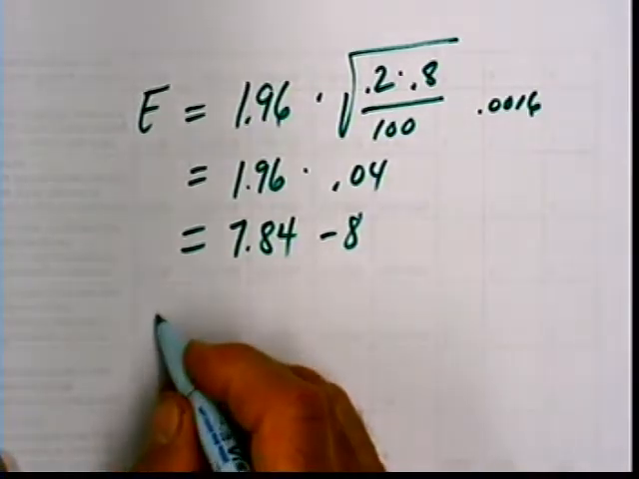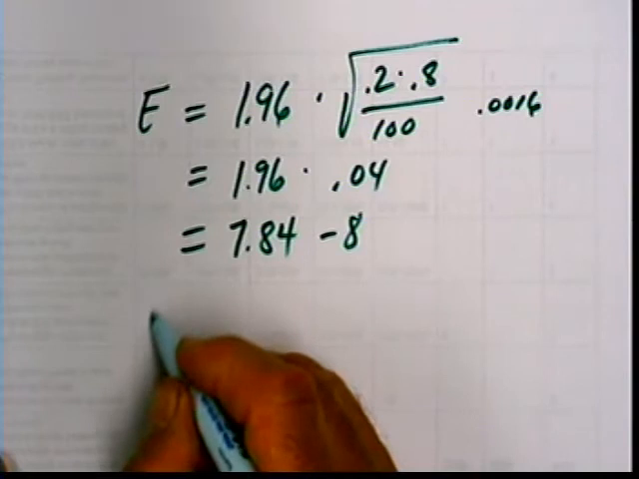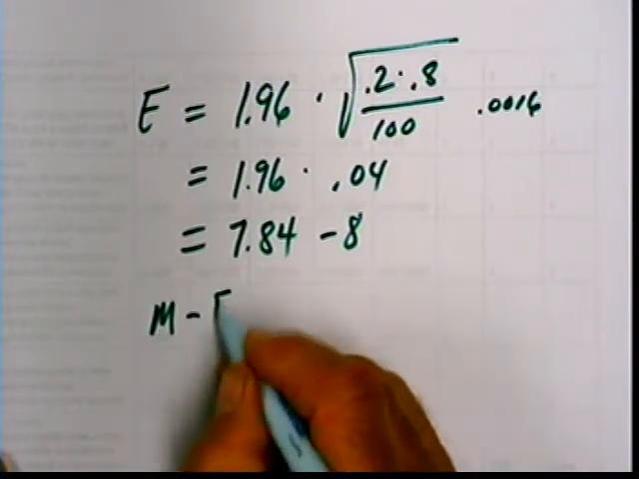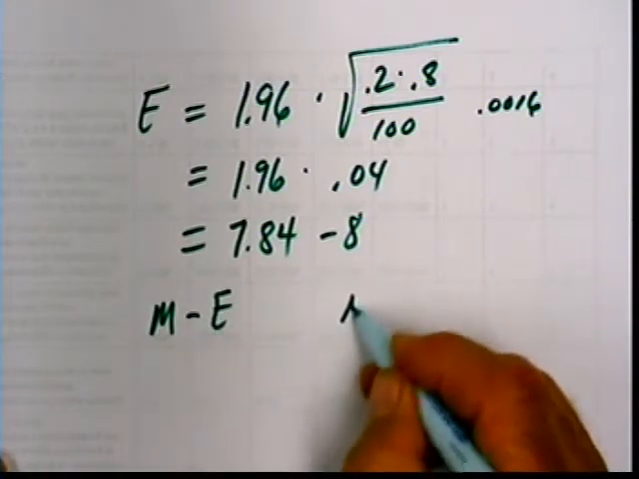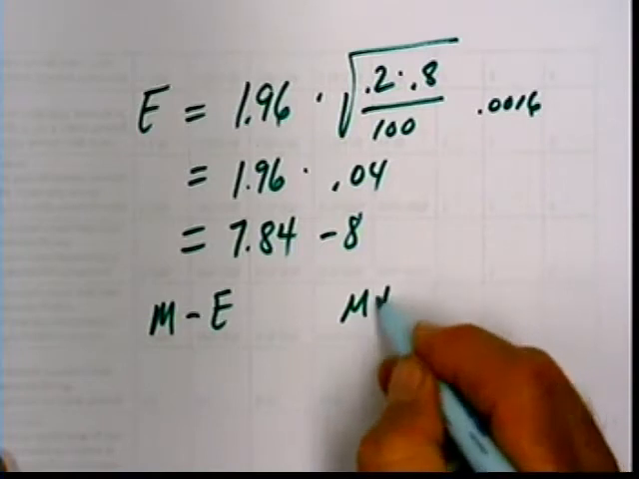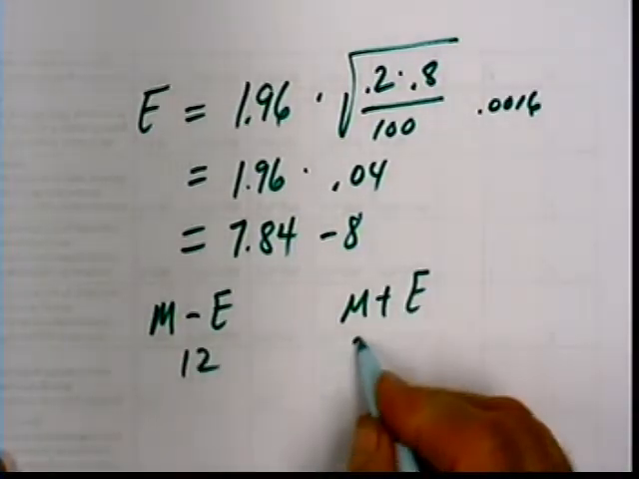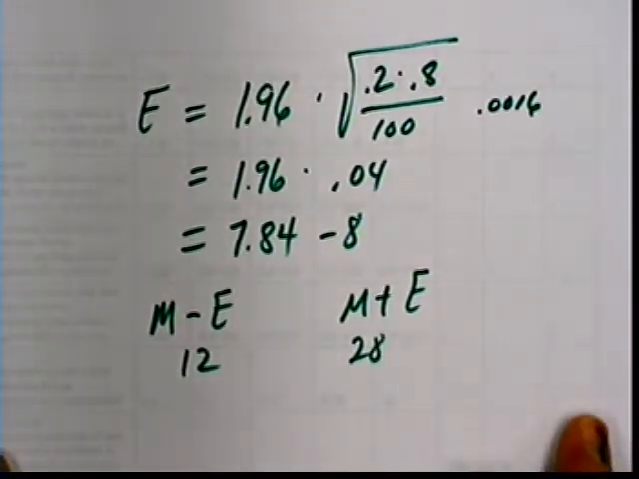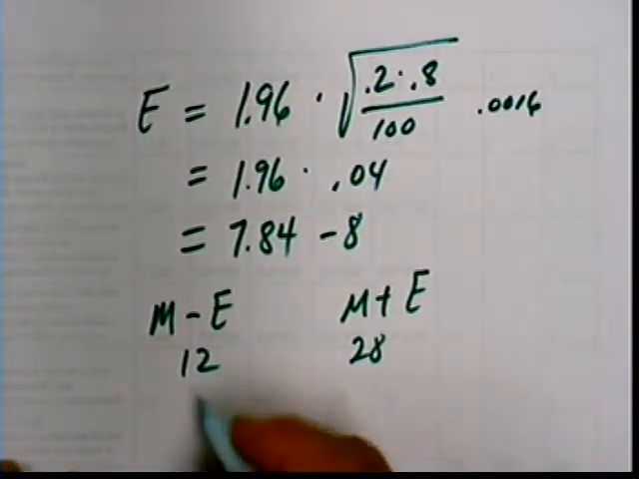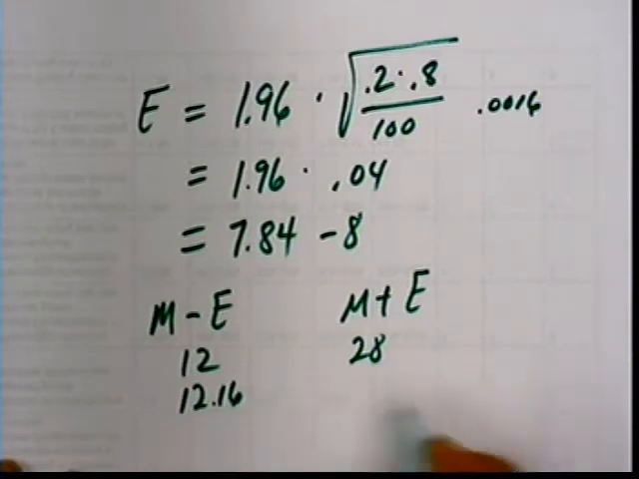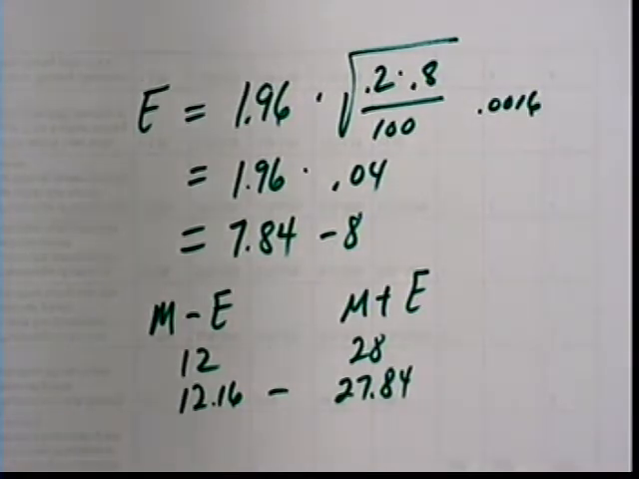We did the mean minus the margin of error, the mean plus the margin of error, and we got 12 to 28. So technically it's actually going to be something like 12.16 to 27.84, which is basically the same there.